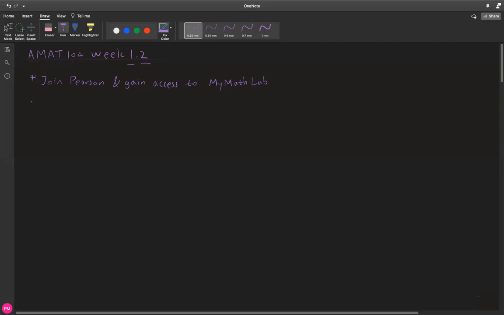So last class, we talked about the sequence. Let's recap a little bit. Last class, we defined the sequence. The definition of the sequence is this: it is an infinite and ordered list of numbers.